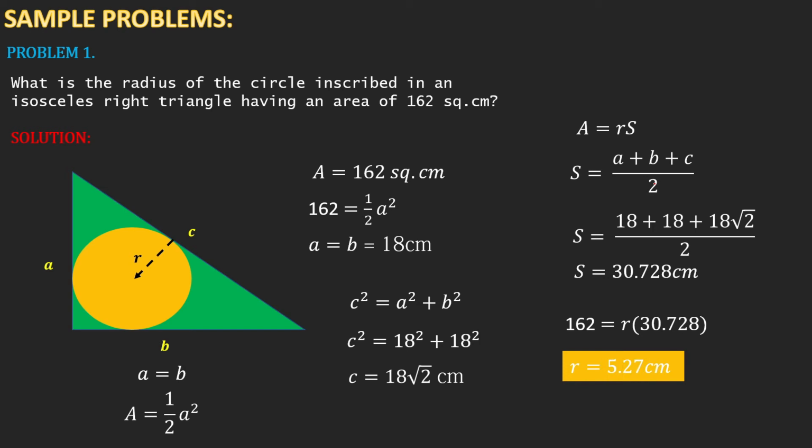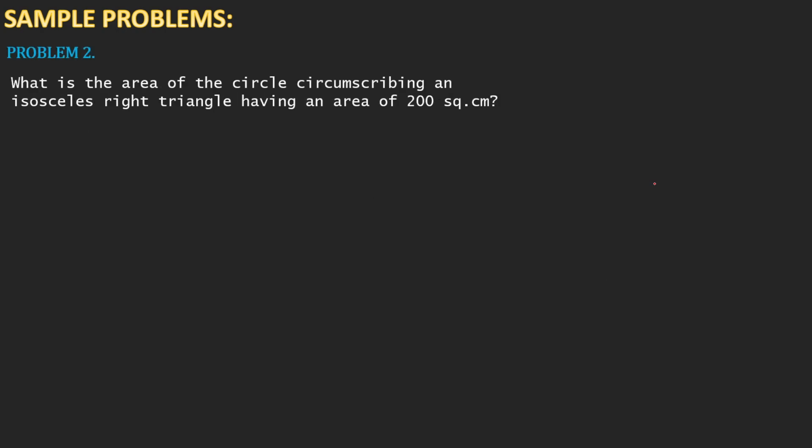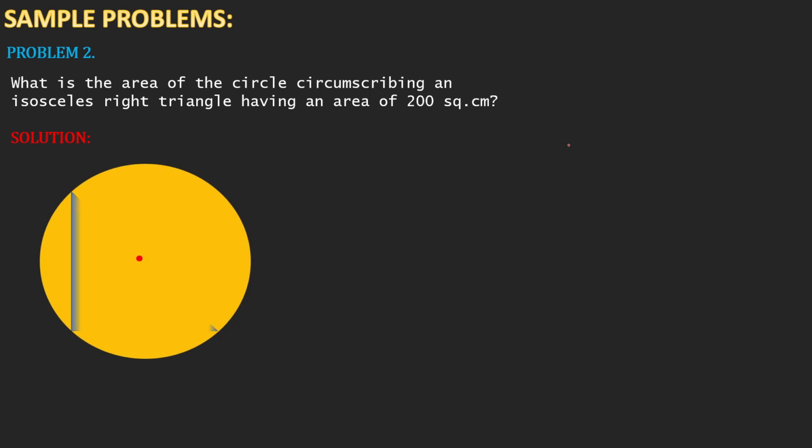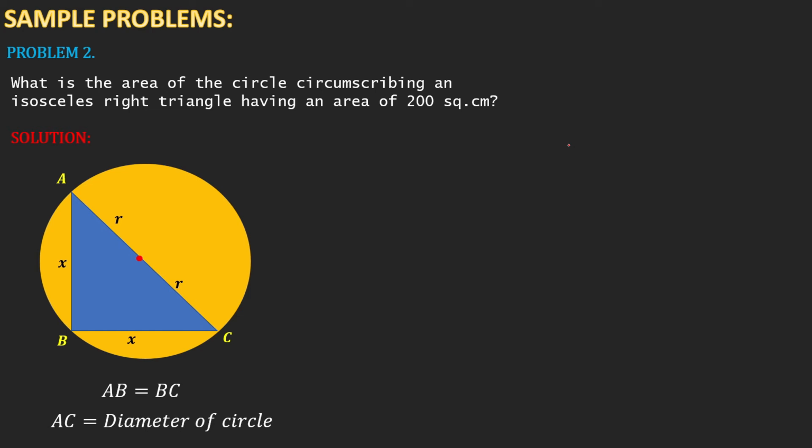So okay. Next. What is the area of the circle circumscribing an isosceles right triangle having an area of 200 square centimeter? Kanina naka-inscribe yung ating circle. Ngayon, circumscribing an isosceles right triangle, ibig sabihin, nasa labas si circle. Nasa loob, naka-inscribe yung ating triangle. Ito yung isosceles right triangle. Yung AB is equals to BC, so yung AC is the diameter ng ating circle.